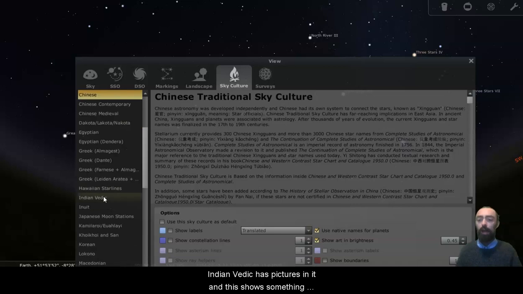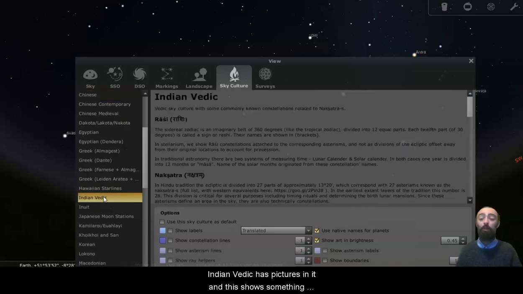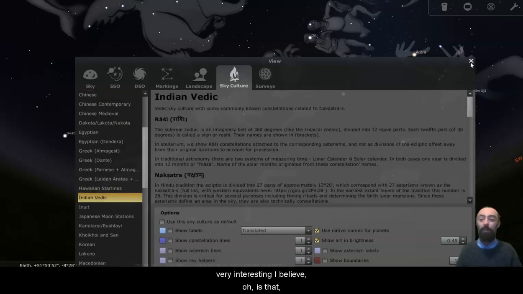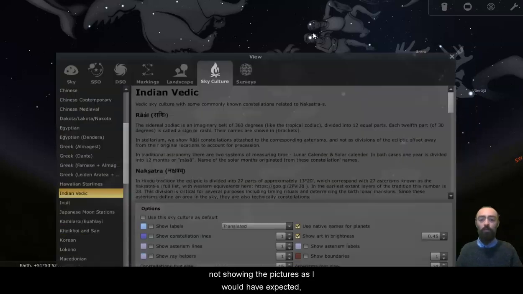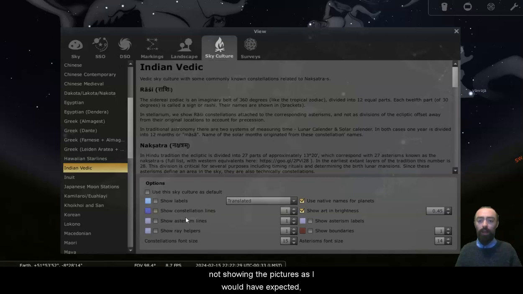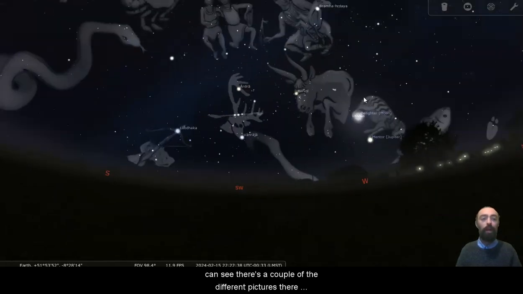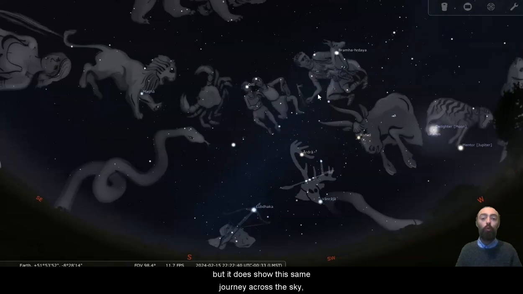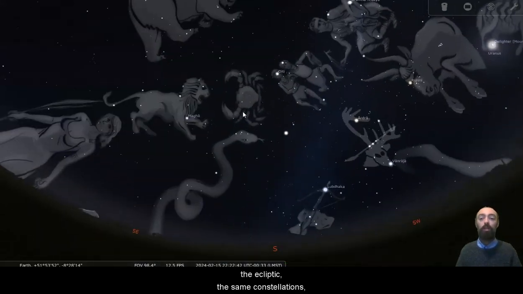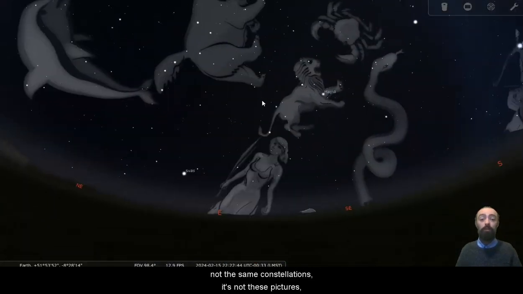Culture, Indian Vedic, has pictures in it. And this shows something very interesting, I believe. Oh, that is not showing the pictures as I would have expected. Normally they show up as slightly different pictures. We can see there's a couple of the different pictures there, but it does show this same journey across the sky, the ecliptic, the same constellations.